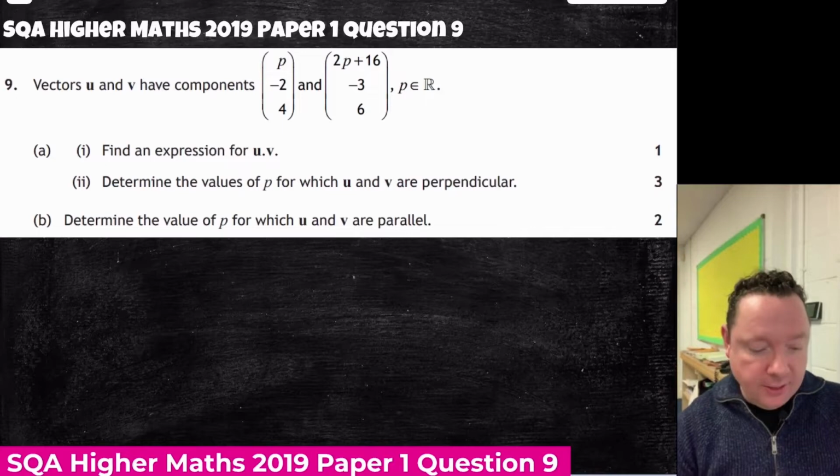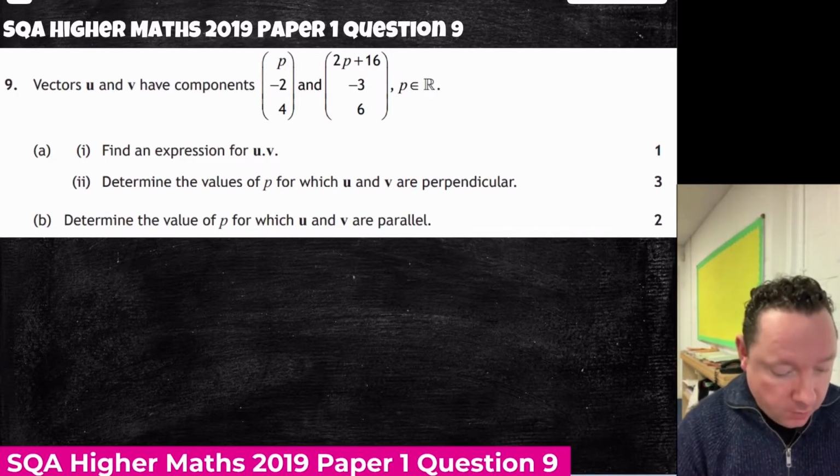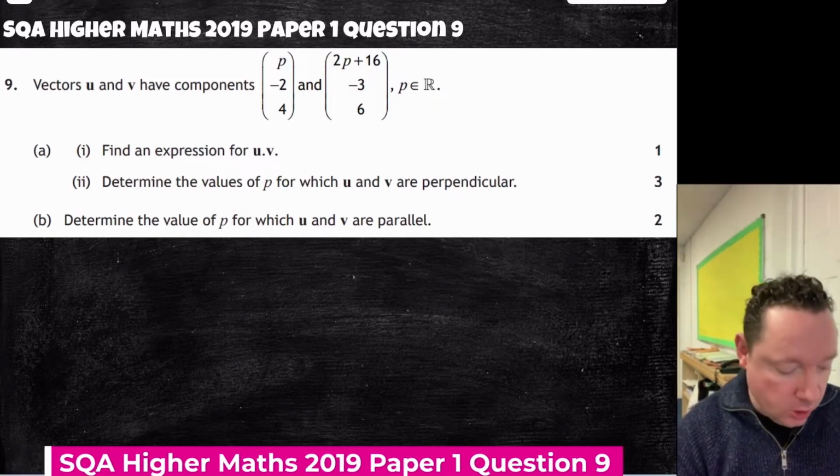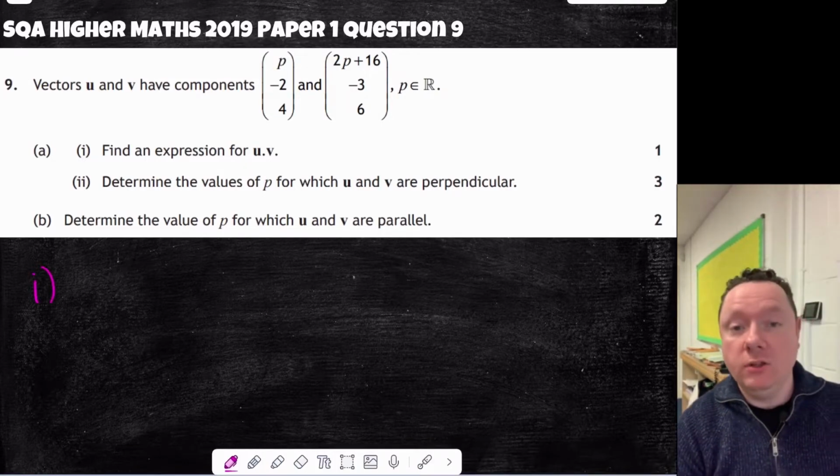SQA Higher Maths 2019, Paper 1, Question 9 on vectors and scalar product. Vectors u and v have these components, where p is a member of the real numbers. Find an expression for u dot v for part 1. Well, u dot v is told to you at the start of the exam paper.